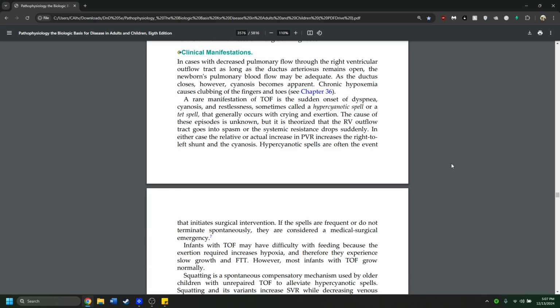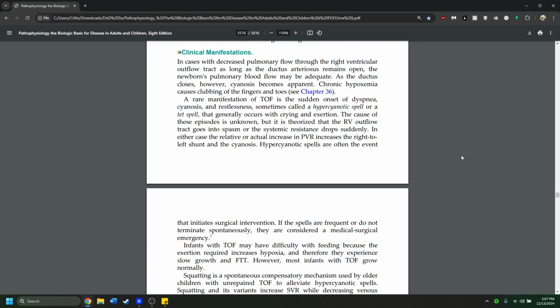A rare manifestation of the tetralogy of Fallot is the sudden onset of dyspnea, cyanosis, and restlessness, sometimes called the hypercyanotic spell, or a TET spell, that generally occurs with crying and exertion. The cause of these episodes is unknown, but it is theorized that the right ventricular outflow tract goes into spasm, or the systemic resistance drops suddenly. In either case, the relative or actual increase in PVR increases the right-to-left shunt and the cyanosis.